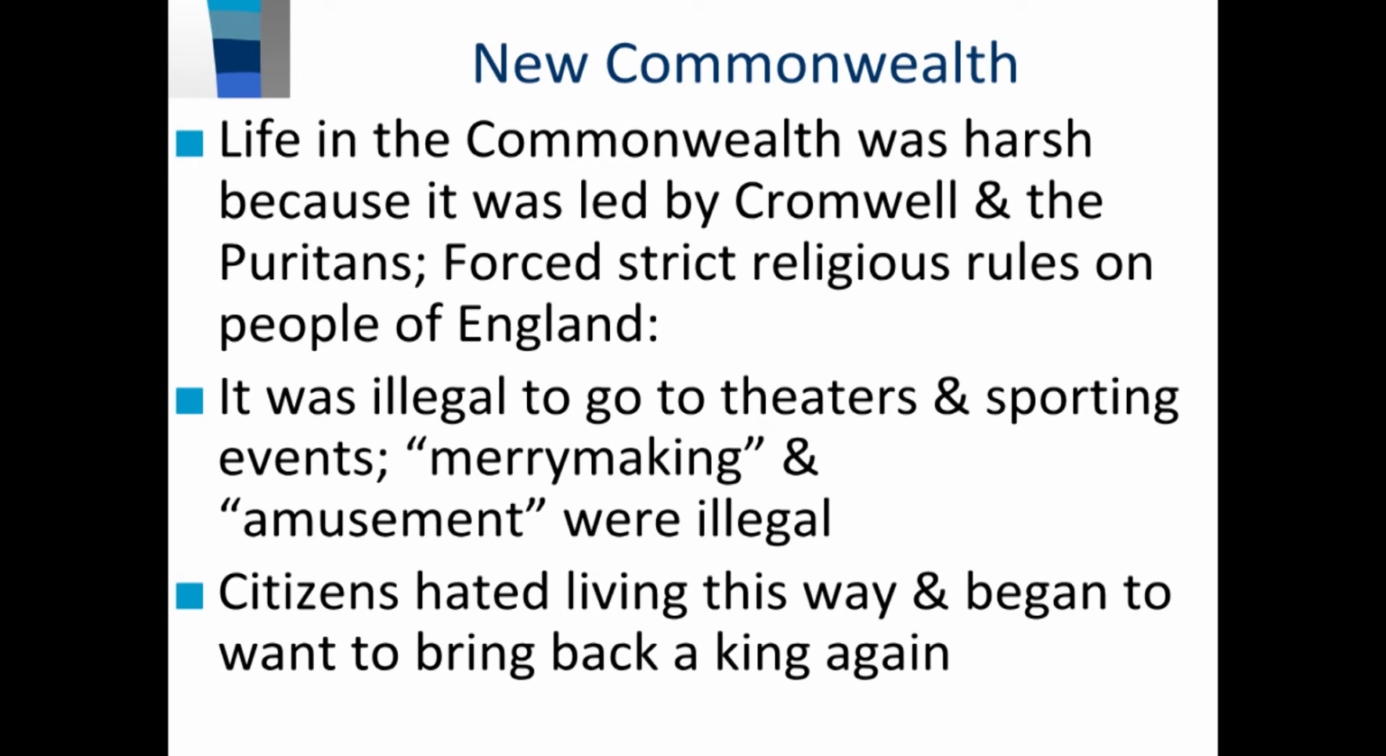So life in this commonwealth was really harsh because it was led by Cromwell and the Puritans. These Puritans are really, really strict, by-the-Bible people. They don't mess around. So he forced this really strict religious rule on people in England. For instance, it was illegal to go to sporting events, so no soccer in England, sorry. No theaters.